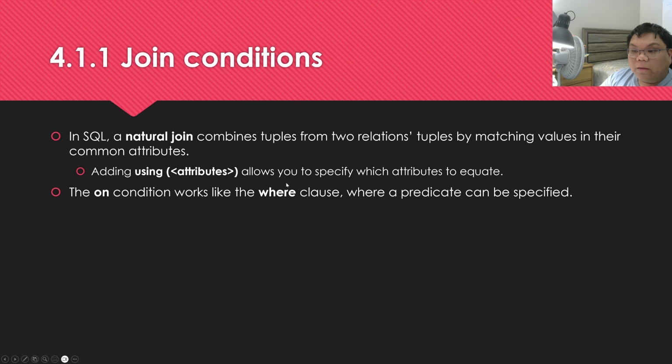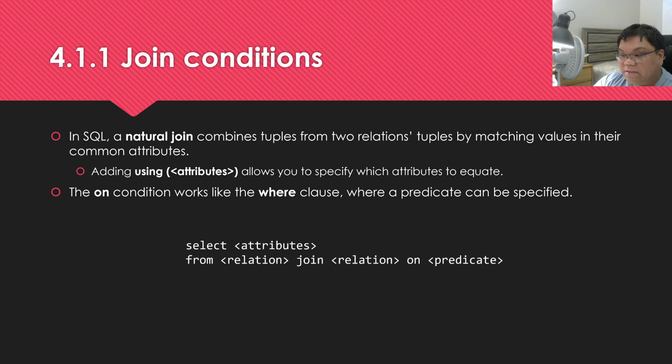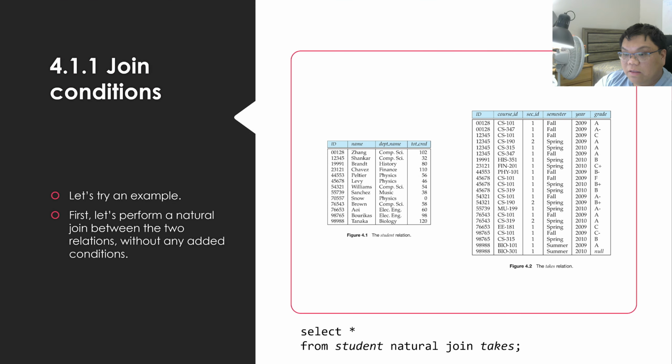Remember natural join? That is a join operation that combines tuples from two relations if those tuples have matching values for the same attribute. And adding the using clause allows us to specify which attributes to equate. So the first thing to talk about is the on condition, which works like the where clause, where a predicate can be specified. So select attributes from relation, join relation on predicate. So let's try an example.